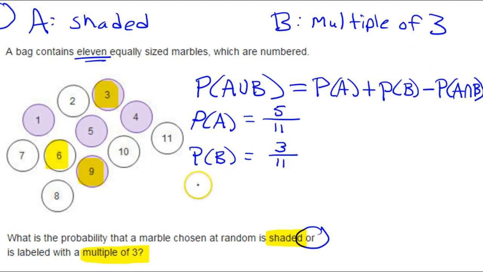Now let's figure out what's the probability of A and B. What's the probability of being in the overlapping part? Okay, so let's see. The probability of A and B.